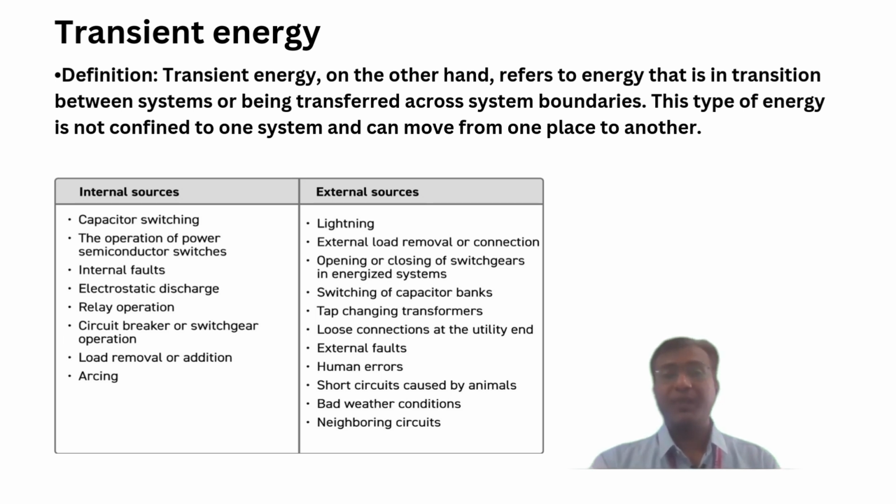And also, transient energy is path dependent. This means that the amount of transient energy transferred can depend on how energy is transferred. Unlike stored energy, which only depends on the initial and final state, transient energy depends on the process or path taken during the transfer.